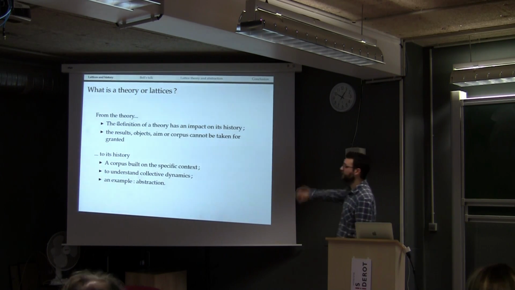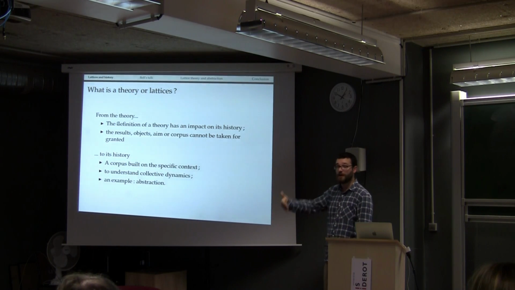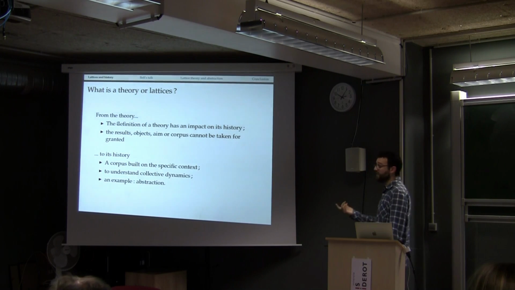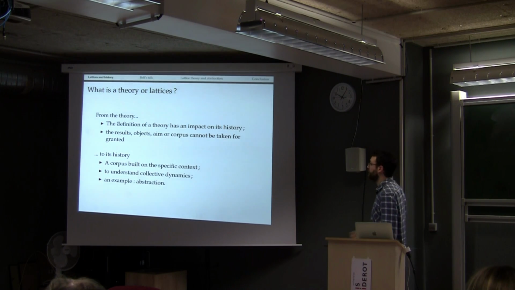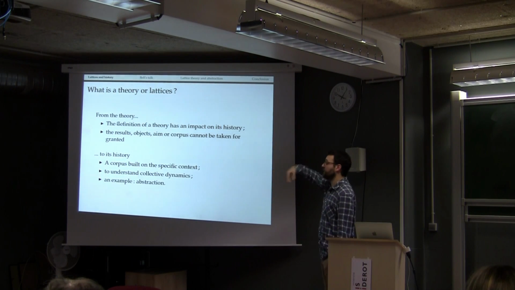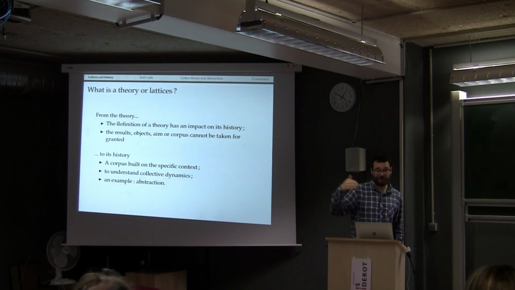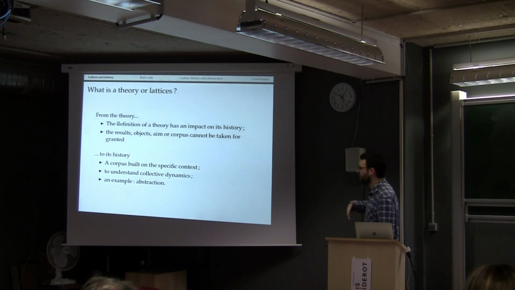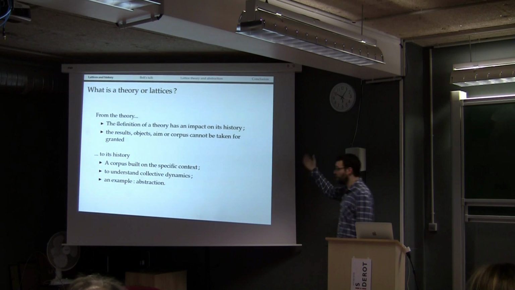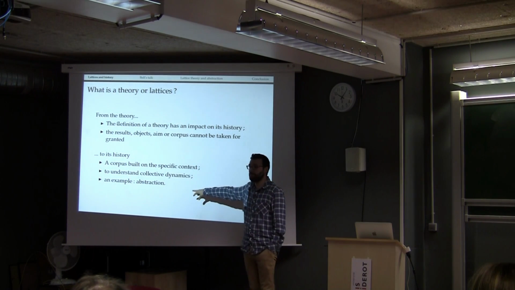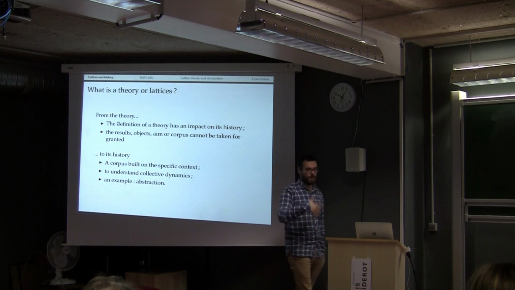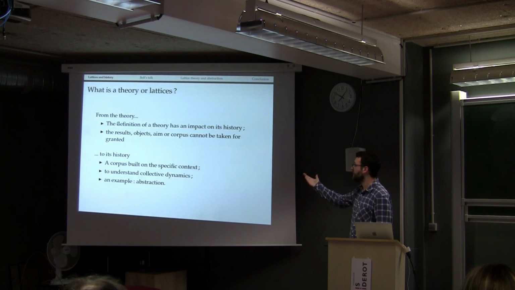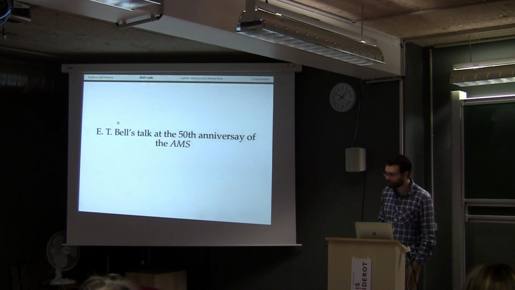And so what I would like to do is to discuss that definition of a theory in order to make its history, claiming that the definition has an impact on that history, and that the results and objects and aim, etc., cannot be taken for granted before any inquiry. Okay, and so what I would like to do today is to take the example of abstraction to try to get at what it means in a specific context of lattice theory in the 30s.